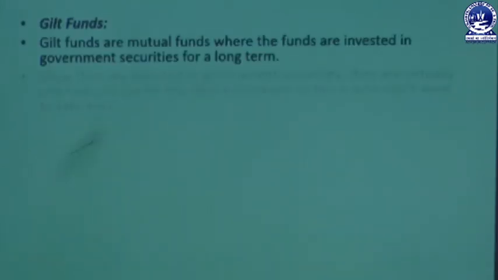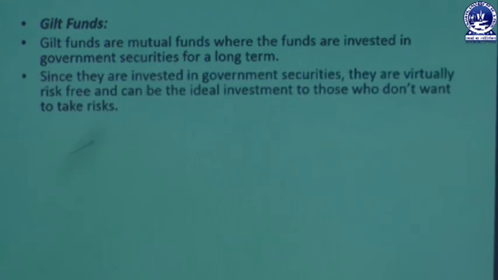We have also gilt funds under that, and these gilt funds are mutual funds where the funds are invested in government securities for a long term. Since they are invested in government securities, they are virtually risk free and can be the ideal investment for those who don't want to take risks.